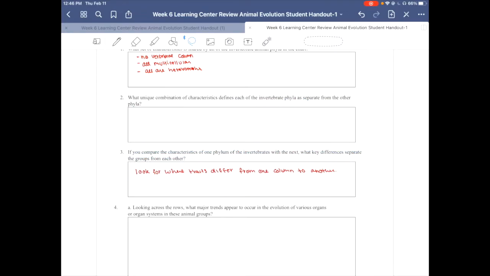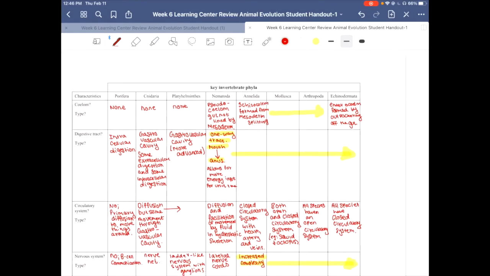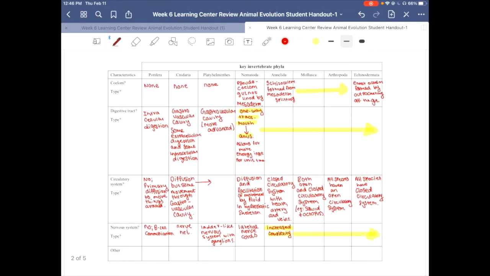So you look at one trait and it differs from another column. Two is a little different because it's saying what combination of characteristics. That's the part that I missed. So it's asking for the combination of characteristics that makes one different from another. And for this, it's the same process, but you would look at more than one.